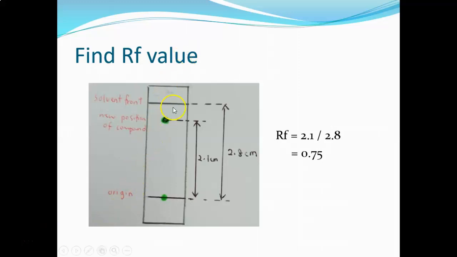So after that, you need to draw a solvent front line. Okay, you need to draw this line, and then you need to measure the distance from the solvent front to the original line here, right? And then you need to also draw from the center of the spot here to the origin, right? So by using the formula, okay, you need to calculate the retention factor value, right? So this diagram shows the value 2.1 divided by 2.8 is equal to 0.75. So it has no units.